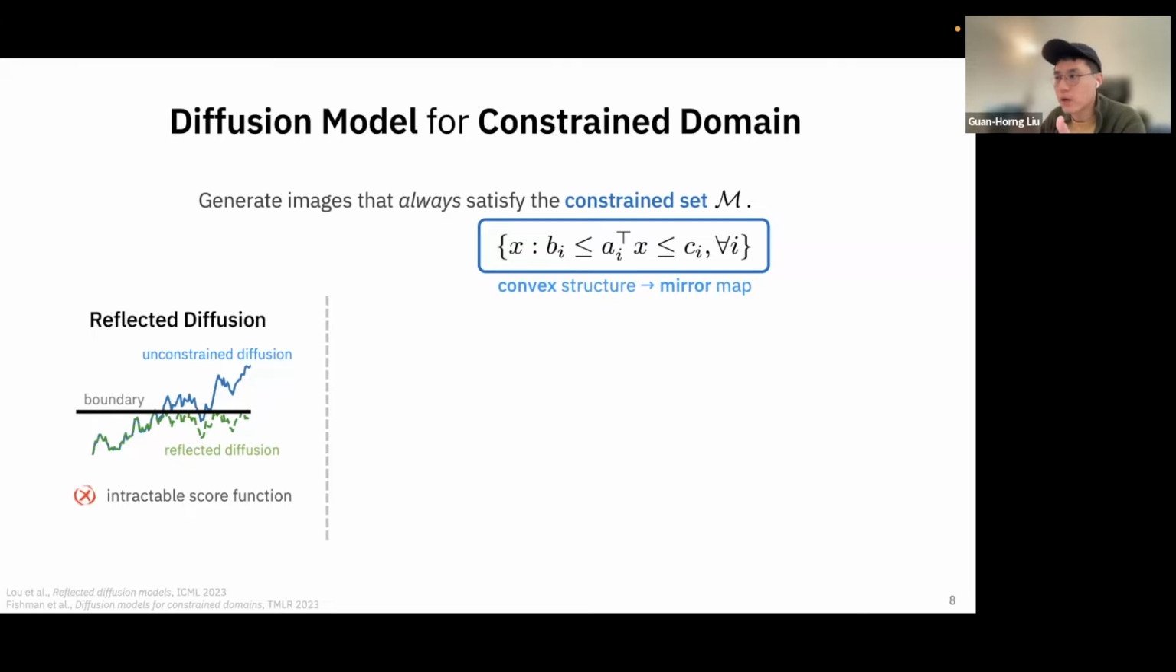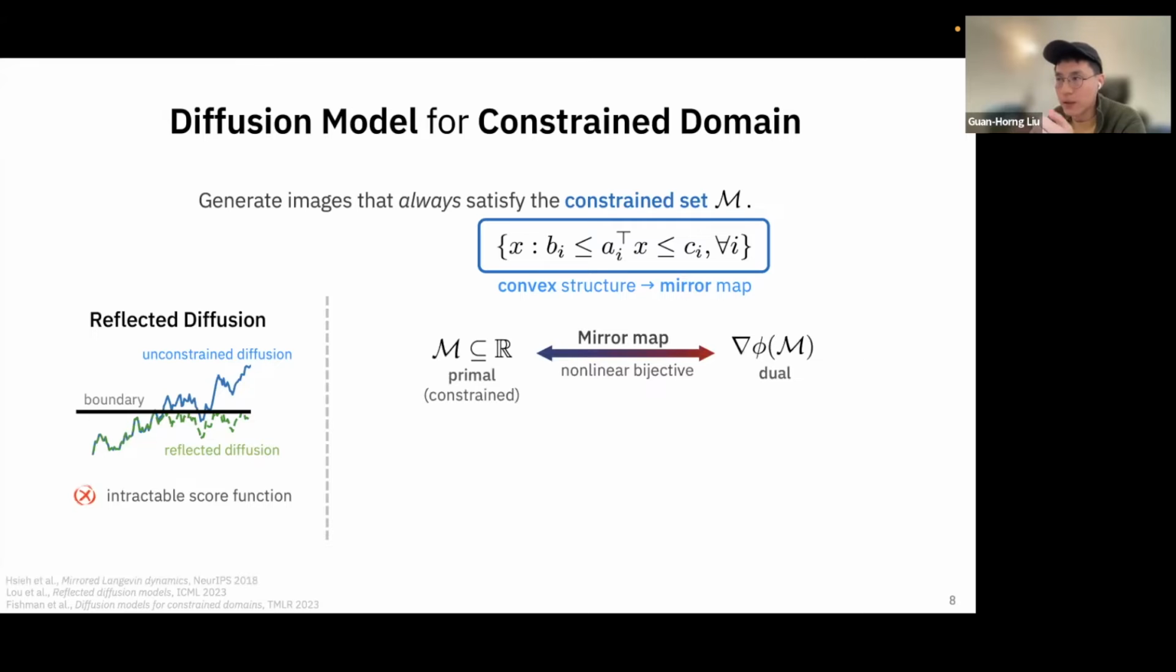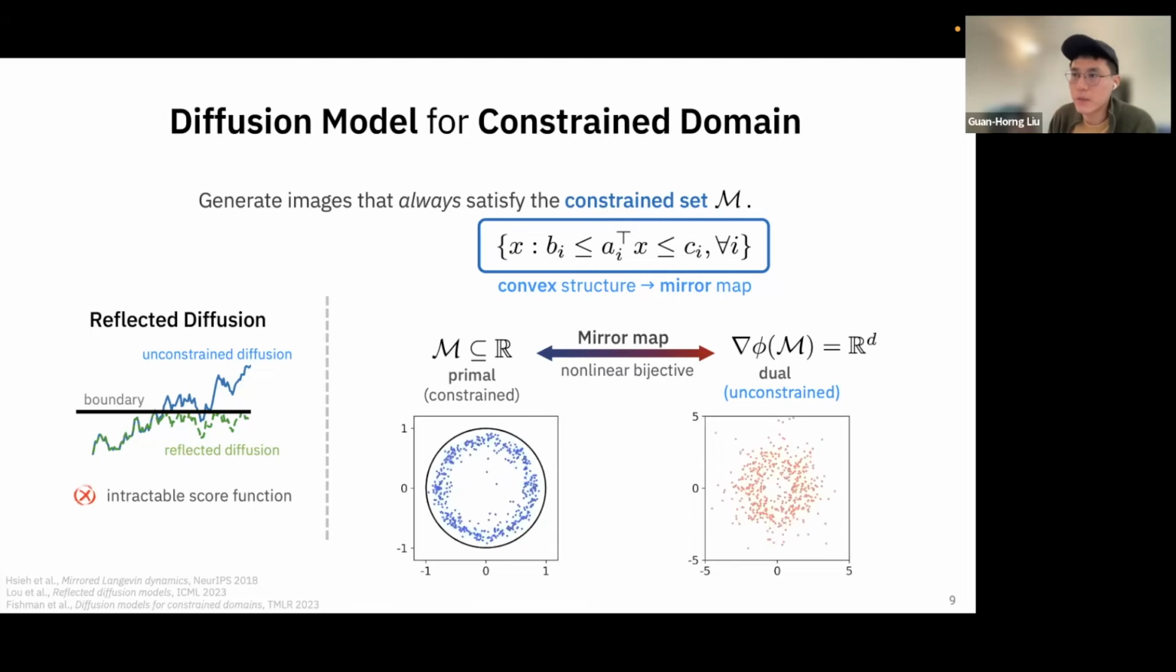And so now let us revisit our convex constraint set. The convexity here enables a very interesting mathematical tool called the mirror map. And essentially, mirror map is a nonlinear but bijective mapping between primal and dual spaces. While the primal space is constrained, the dual space is simply an unconstrained Euclidean space. So you can imagine that we can define a so-called mirror diffusion model that learns the dual space distribution with all the desired properties with a tractable score function, and then we can apply the mirror map to generate images inside the constraint. And here is an example of how mirror diffusion generates samples inside a 2D ball constraint by learning its dual space distribution.